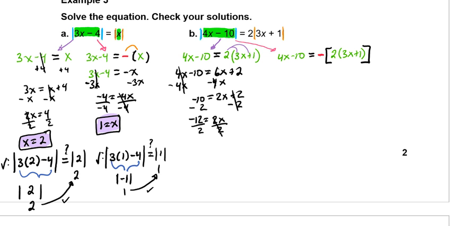Then we'll divide both sides by 2 because we're trying to get the x by itself. And we're going to get negative 6 equals x. And so that is our first solution.